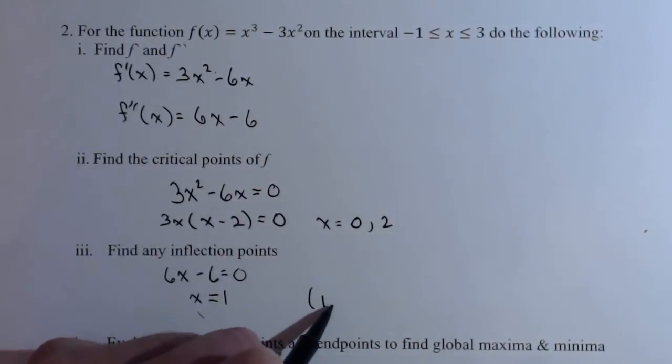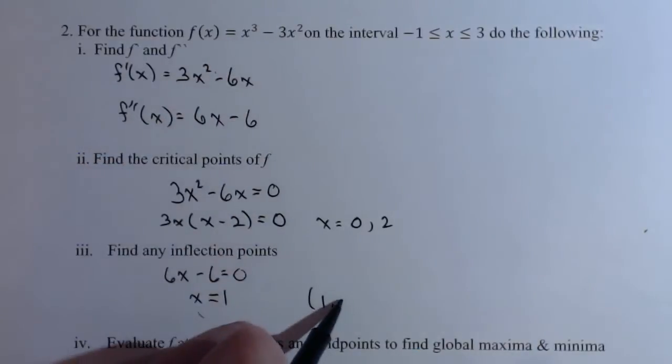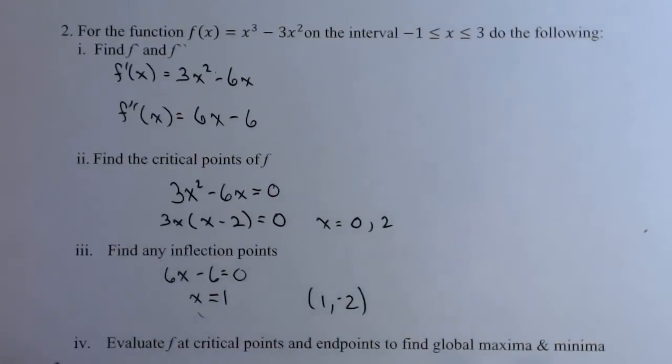And specifically, it'll be at the point 1 comma f of 1, and if we plug 1 in here, we get 1 minus 3, or -2 is our inflection point.